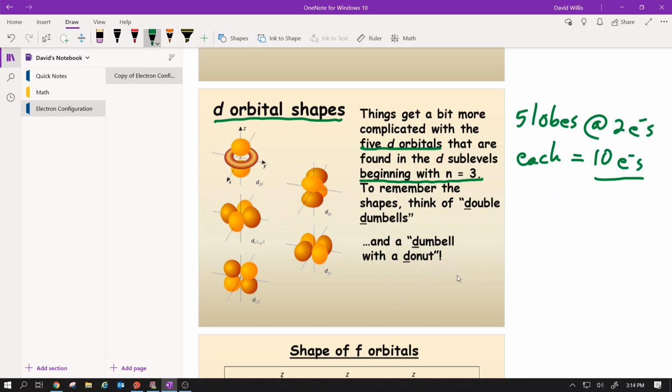And remember that they do not show up until later. Energy shell number 1 only has an S. Energy shell number 2 has an S and a P. But energy level number 3 has an S and a P and a D, which means it can hold up to 2 plus 6 is 8 plus 10 is 18. Cool.